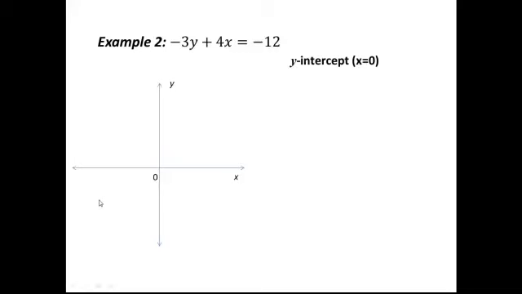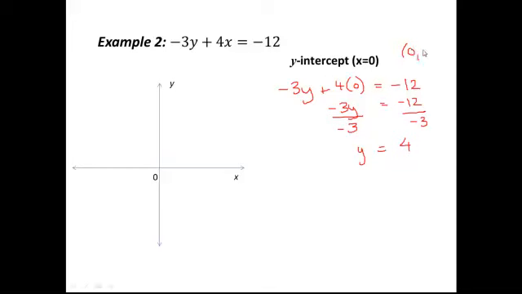So first, let's take a look at our y-intercept. So we'll set x is equal to 0, and I'll get negative 3y plus 4 times 0 is equal to negative 12. That just gives me negative 3y is equal to negative 12. So if I divide both sides now by negative 3, I get y is equal to positive 4. So my y-intercept is the point (0, 4). So I'll put that right on the axis. So the point (0, 4) would be up here.